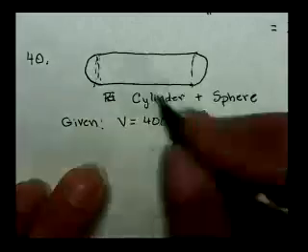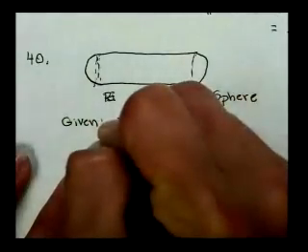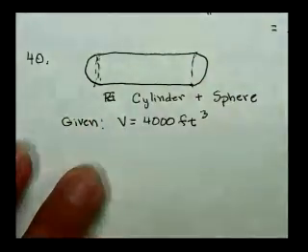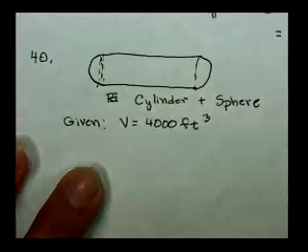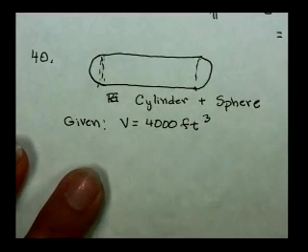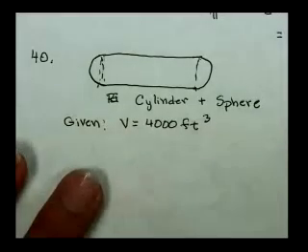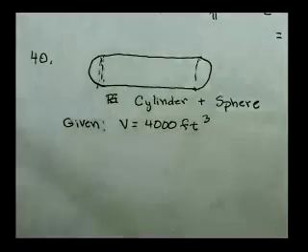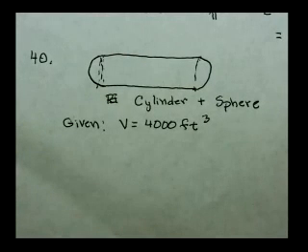Pi r squared plus pi r squared height times pi r squared. It just depends on whether the tank is standing up or laying down. If it's laying down, you probably call it length. If it's standing up, you probably call it height. Absolutely doesn't matter. I called it length, just like I did in 34.